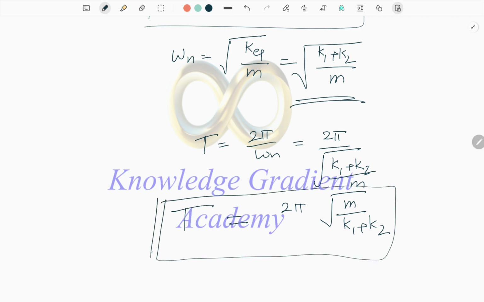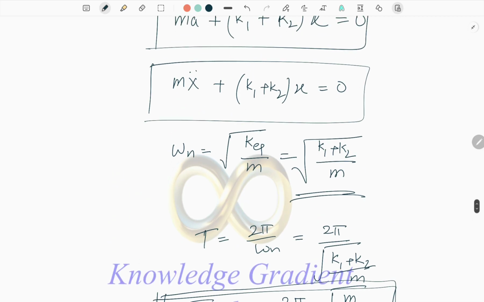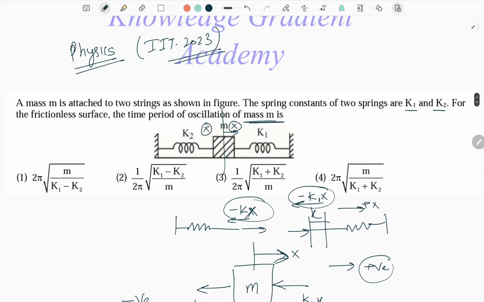So the correct answer for this is the fourth option, 2 pi root m by K1 plus K2.